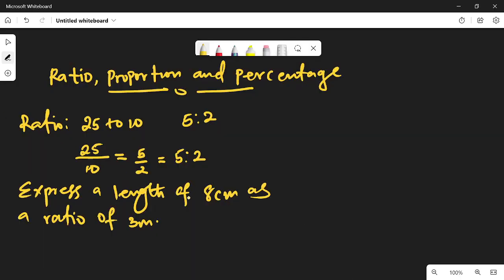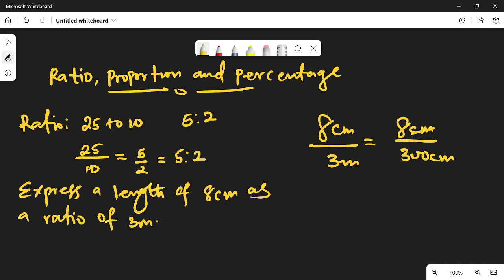For you to be able to solve this, like I defined earlier, they must be of the same unit. 8 centimeter as a ratio of 3 meter is not the same thing as saying 8 centimeter divided by 3 meter. This would be wrong. So the first thing is for you to convert this 3 meter to centimeter, or you convert the 8 centimeter to meter. If I convert 3 meter to centimeter, I will have 8 centimeter divided by 300 centimeter. So centimeter cancels centimeter.